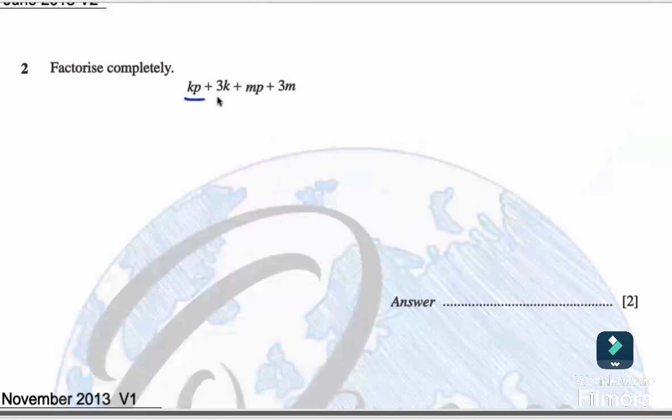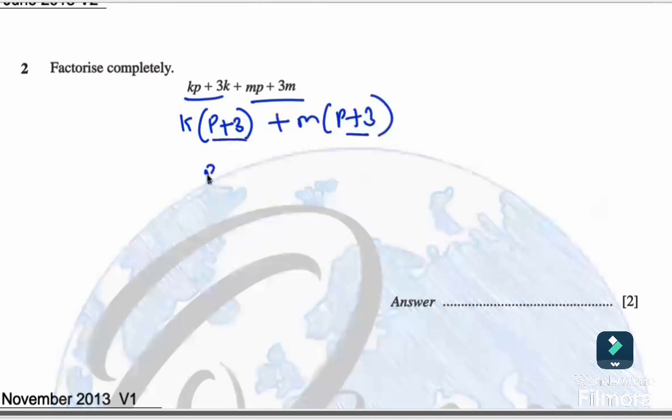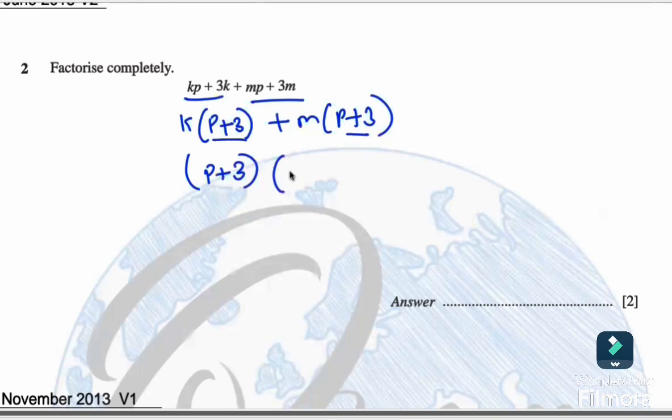Factorize completely. So it will be k p plus 3 and m p plus 3. Once again, p plus 3 common. So it will become k plus m.